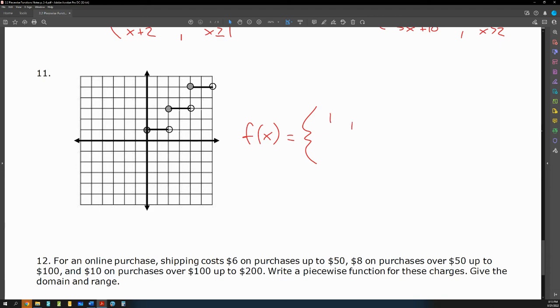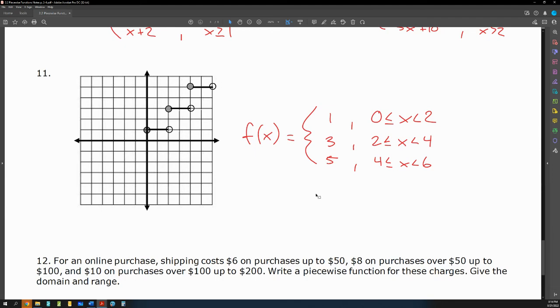The domain for this is between 0 and 2, including 0. So 0 is less than or equal to x, but not including 2, so it's less than 2. For the next piece, we have the horizontal line y equals 3, and this is between 2 and 4, including 2, but not 4. And finally, we have that horizontal piece y equals 5, and this has domain between 4 and 6, so including 4, but not including 6.